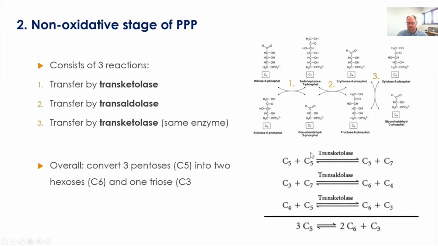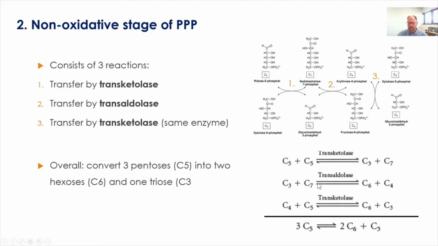This transketolase reaction takes these two 5-carbon compounds, ribose 5-phosphate and xylulose 5-phosphate. It makes a 3-carbon compound plus a 7-carbon compound. Now notice 7 plus 3 is 10. 5 plus 5 is 10. This is how you can keep track of whether you got all the carbons accounted for. Okay, the 3-carbon compound in this case is glyceraldehyde 3-phosphate, and we have sedoheptulose 7-phosphate that's also being made.